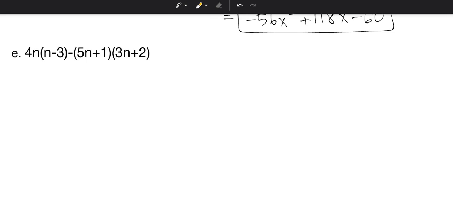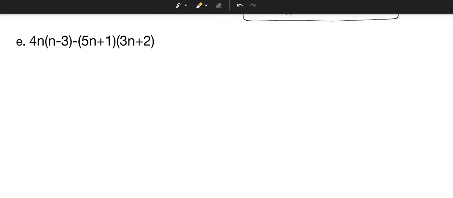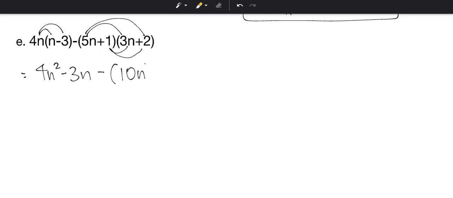If you look at part E, this one looks intimidating, but again, just attack it with what you know. We're going to do the distributive property for this part, and FOIL for this part. So 4n squared minus 3n. And then you need to keep this minus and put brackets, okay? That's really important when you do the FOIL. So 5n times 2, so the outside 2, the first 2, the outside 2.